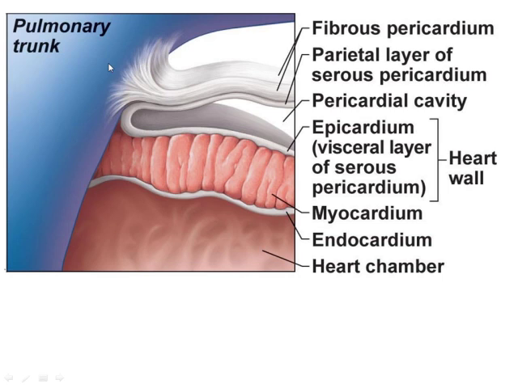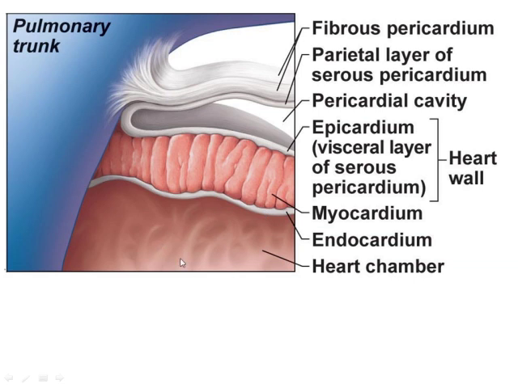Here's another picture. This is one of the blood vessels associated to the heart. So you see how the fibrous pericardium, then here would be the parietal serous pericardium, the visceral serous pericardium, or the epicardium, same thing, with the space where some pericardial fluid would be, the myocardium, or the muscle layer, and then the single layer of epithelial cells that make up the endocardium.